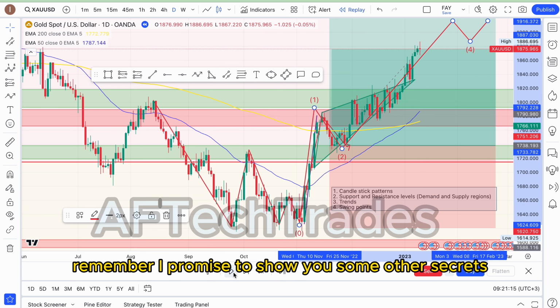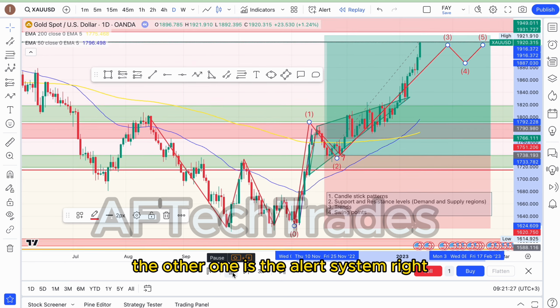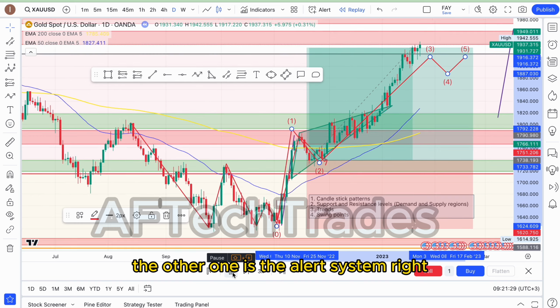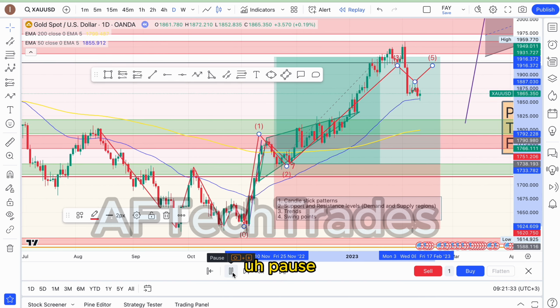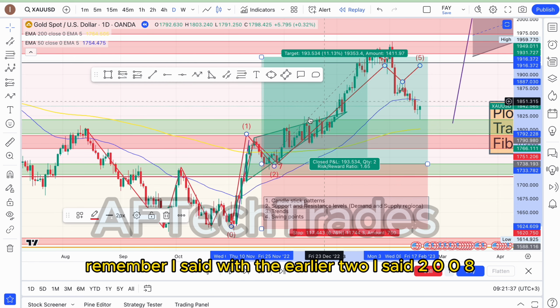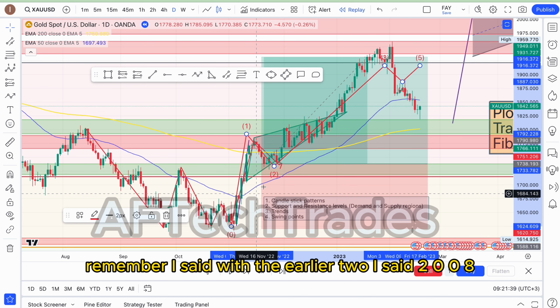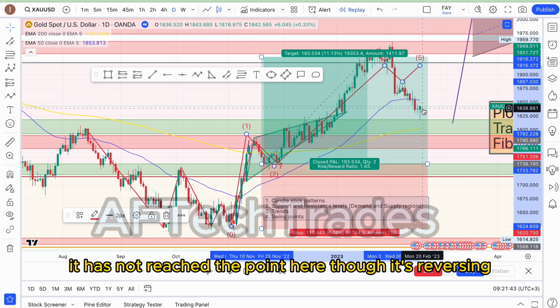Remember, I promised to show you some other secrets. One of them is the use of the Elliott analysis. The other one is the alert system. So in this case, pause. Remember, with the Elliott wave, I said 2008. It has not reached that point here, though it's reversing.